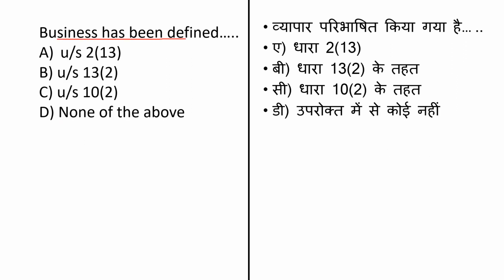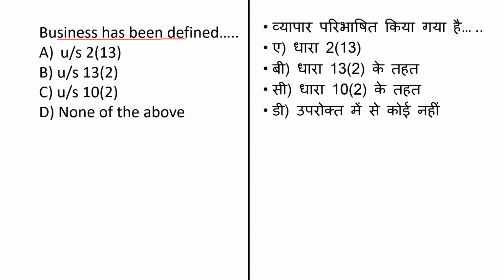Business has been defined. In this question they ask you about the business. Here the business simply means any economic activity carried out for earning profit. Under section 2 clause 13 the term has been defined as any trade, commerce, manufacturing activity or any adventure or a concern in the nature of trade, commerce and manufacture.